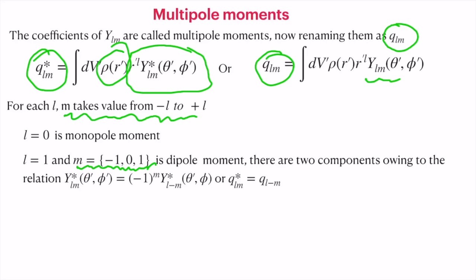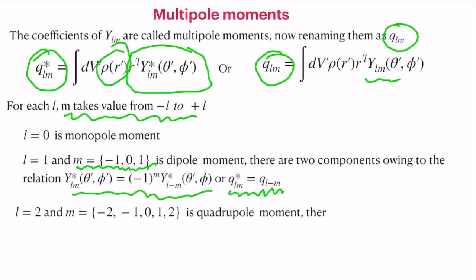Because of the properties of the orthonormal functions which we are using, they are all not independent. With this relation, we always have Q_LM star equal to Q_L minus M, with a sign factor. So this means we need only two independent multipole moments of order L equal to 1 to describe the charge distribution.